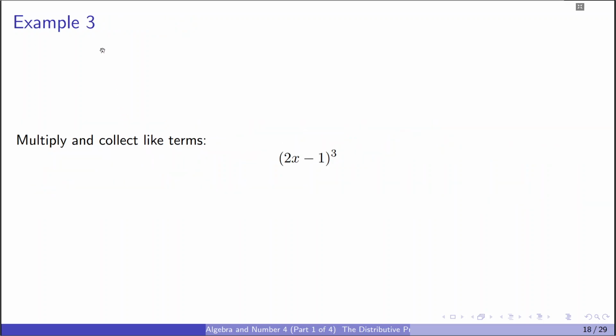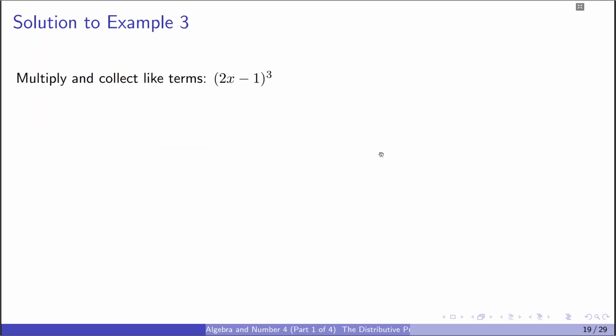All right. Example 3, multiply and collect like terms. We have 2x minus 1, and then it's cubed outside the bracket. Well, that means we're going to take 2x minus 1 three times and multiply them all together. So 2x minus 1 cubed is 2x minus 1 times 2x minus 1 times 2x minus 1. We're going to start by multiplying the first two. So we're leaving our third there, and we're leaving the space.